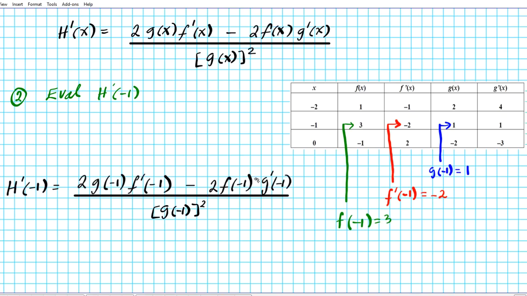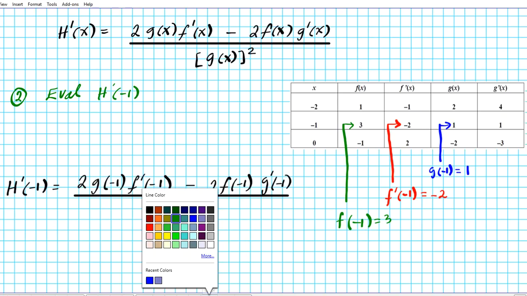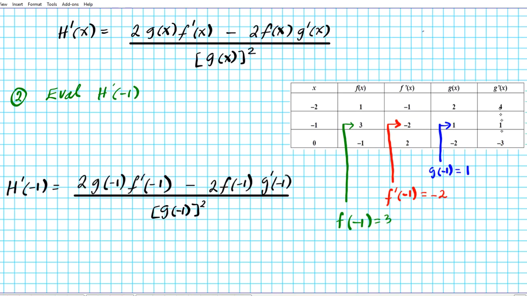One last thing to find is g prime of negative 1. So you have the g prime column, that's the last one here, and we need the negative 1 row. We want the same row the whole time. So this one right here is g prime of negative 1. So g prime of negative 1 is equal to 1.